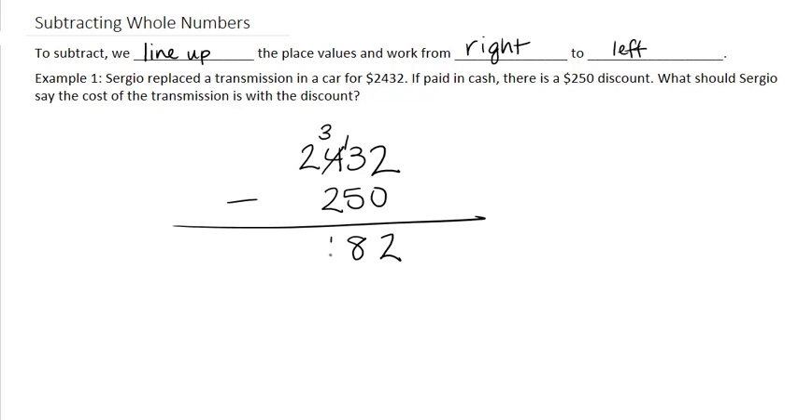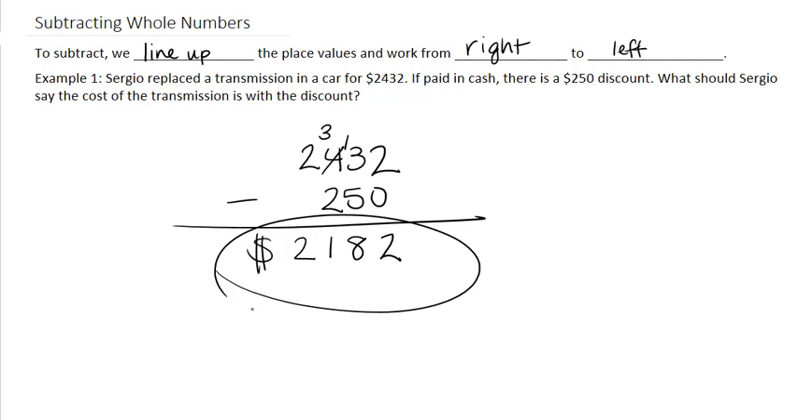3 minus 2 is 1. And then we just have 2. So we're left with $2,182, as that will be the cost of the transmission with the discount. So let's look at another example.